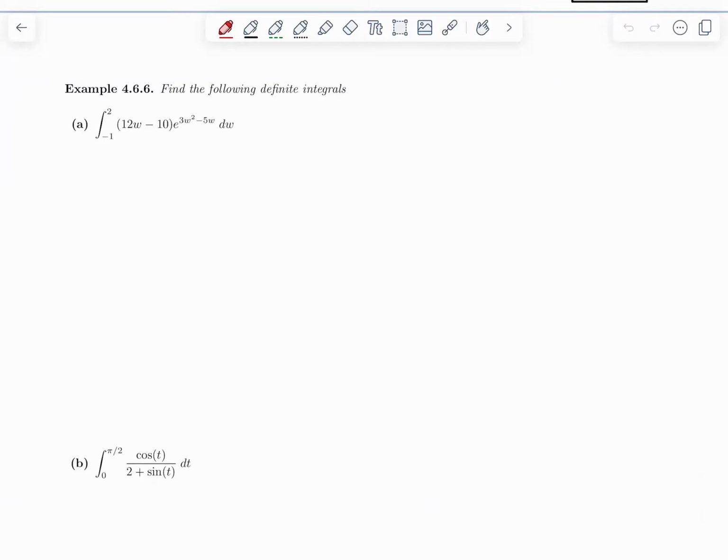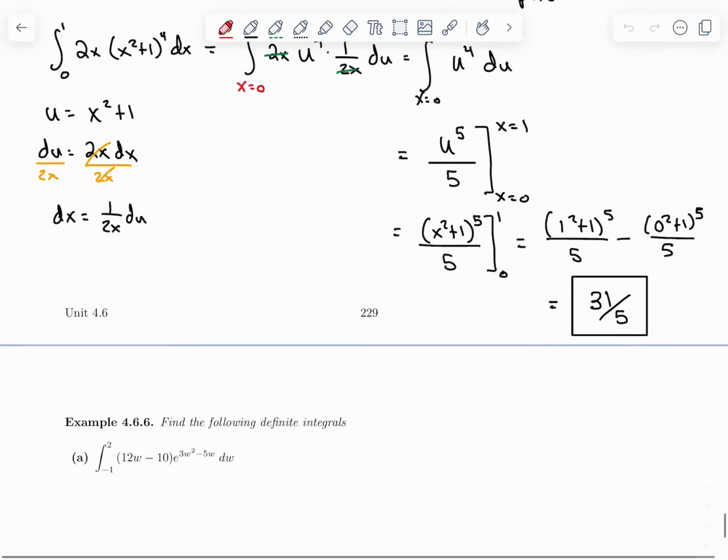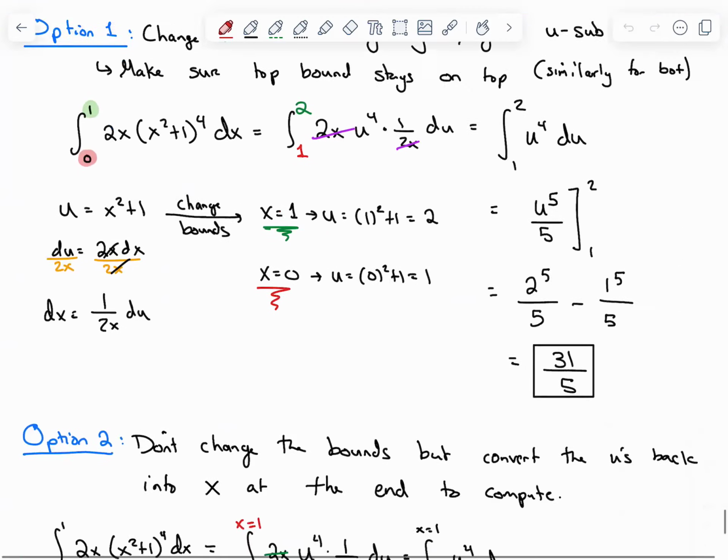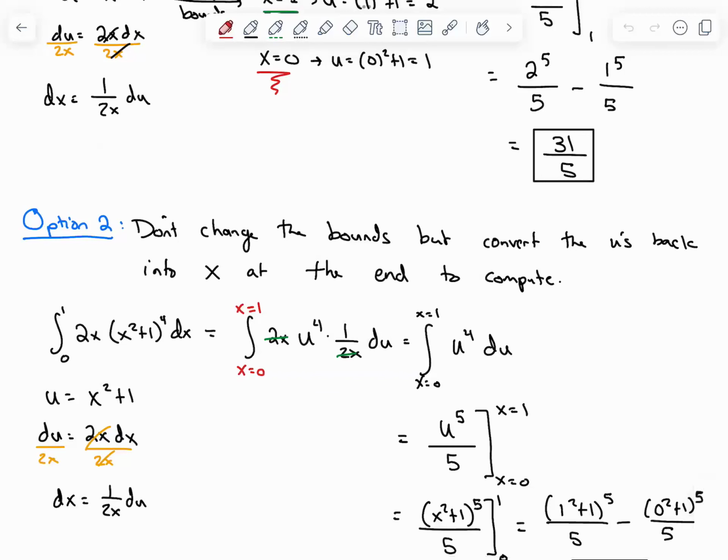So going back over real quick, the 2 different processes for doing the fundamental theorem of calculus on an integral substitution problem. You can either change the bounds right from the start, or you can keep the bounds as x's and then convert your thing back to x form and then do the fundamental theorem. It doesn't matter which one you choose. Both of them are valid. I would say that option 1 tends to be faster, and option 1 tends to be very, very nice for trigonometric substitution.